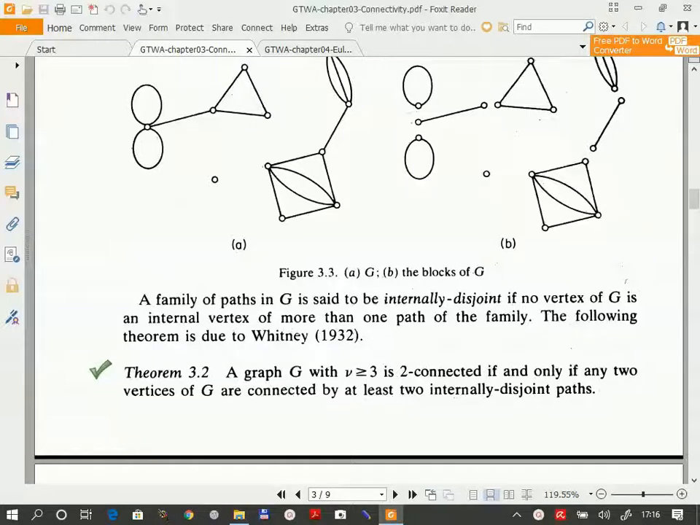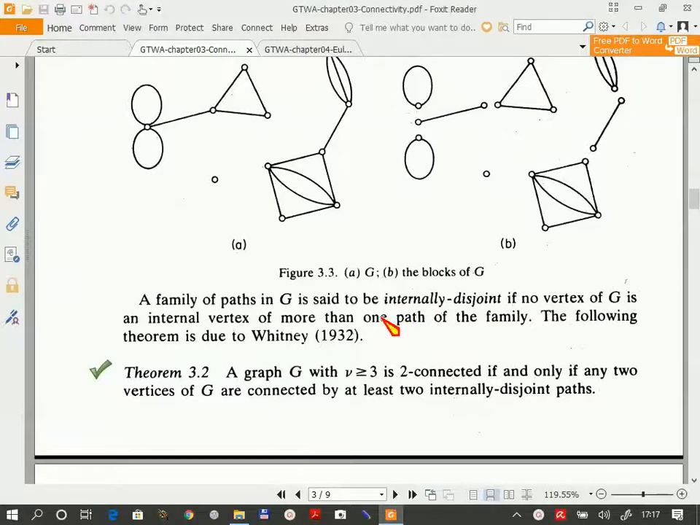Okay. So let's go on with some theorems of which you just have to know the statement, no proofs in this chapter. Next is this: a graph with at least 3 vertices turns out to be 2-connected if and only if any 2 vertices of G are connected by at least 2 internally disjoint paths.